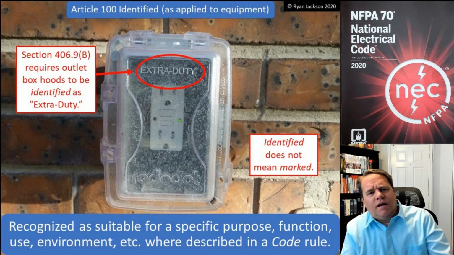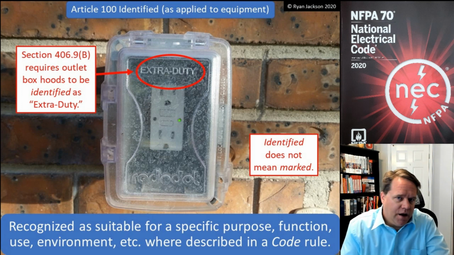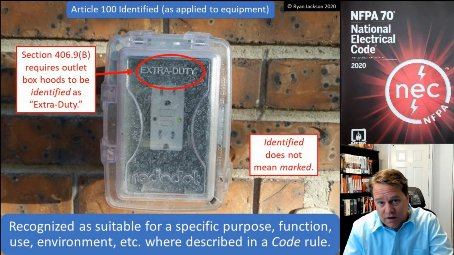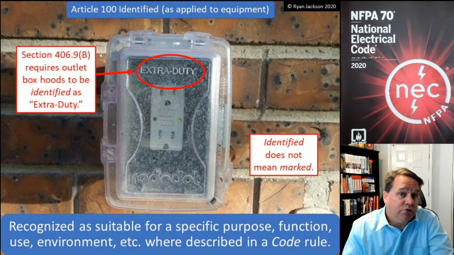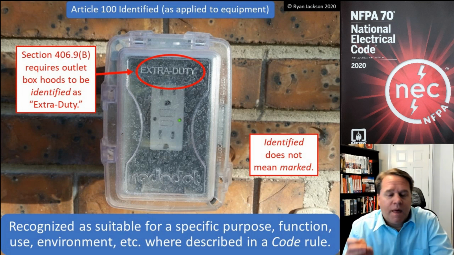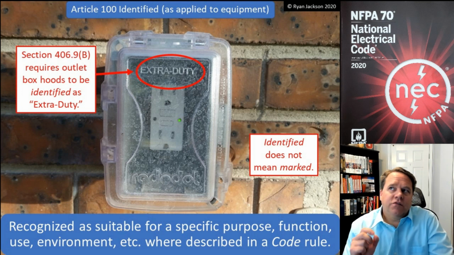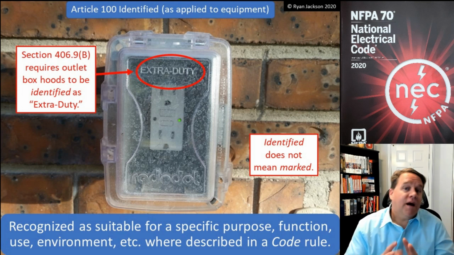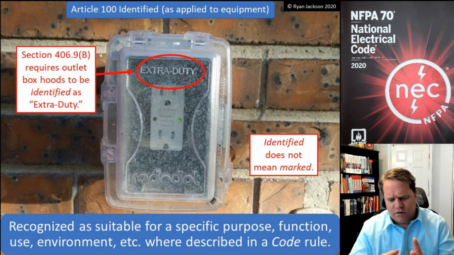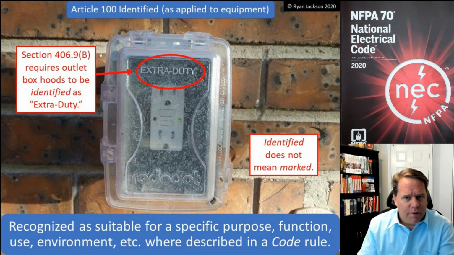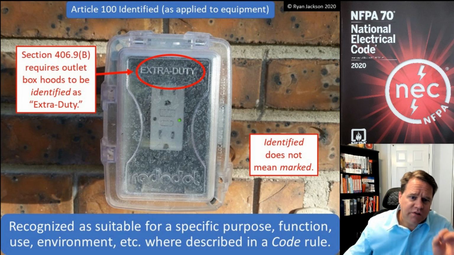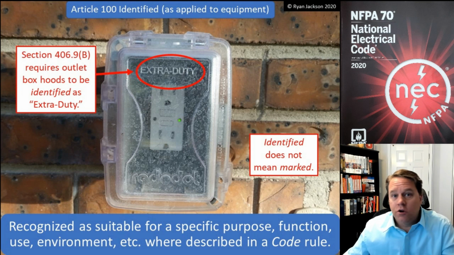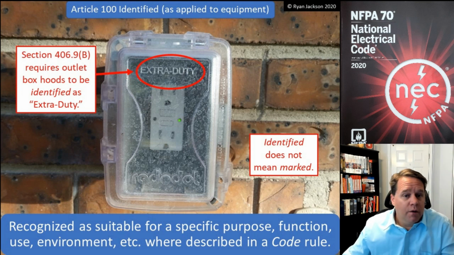The last thing that we have is a term called identified, and boy, this one I think gets misused a lot in the NEC. In fact, I would say it's the most misused defined term in the entire codebook. Identified isn't held to the same standard as listed. If I have an identified product, it doesn't necessarily have to be listed. If the code says it shall be identified, what it means is it has to be recognized as suitable for a specific purpose, function, use, environment, etc., where described in a code rule.